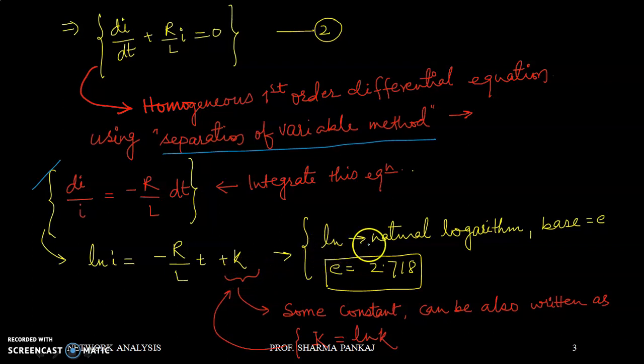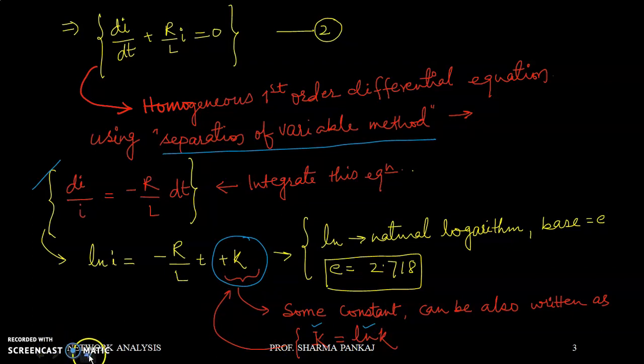Here ln is the natural logarithm, whose base is e, where e is equal to 2.718. Now see, this K is very important as far as the general solution and particular solution of this analysis is concerned. This K, which is some constant, can also be written as the natural log of K. Of course, this is a constant. This could be log of some different constant K. So we are going to replace K with log of some different constant K here.